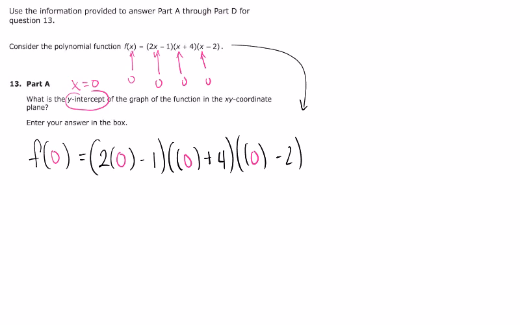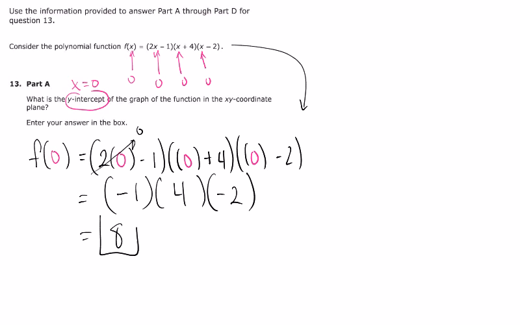Alright, now we just evaluate this, and you can plug it straight in your calculator like that, but it's not hard to do mentally, because 0 times anything is 0, so in this first set of parentheses, we just end up with -1. Here we have 0 plus 4, which is 4, and then 0 minus 2, which is -2. Okay, so then we have -1 times 4 is -4, and -4 times -2 is +8. So there's your y-intercept.